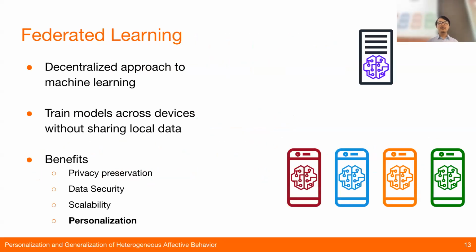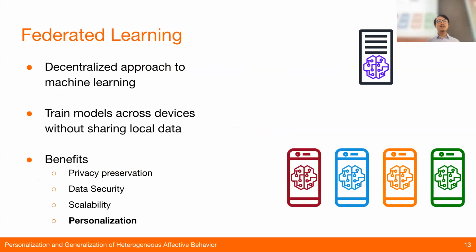So let's look into what federated learning is. Federated learning is a decentralized machine learning approach, and it trains multiple models across multiple devices without sharing of information. Let's look into how it works. Here we can see the server at the top and the clients at the bottom.